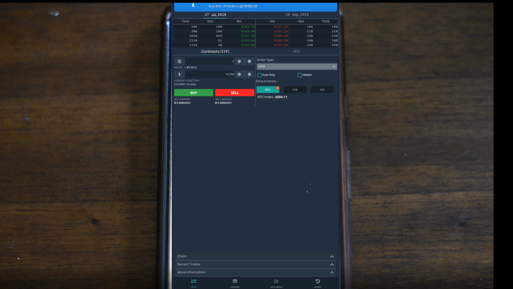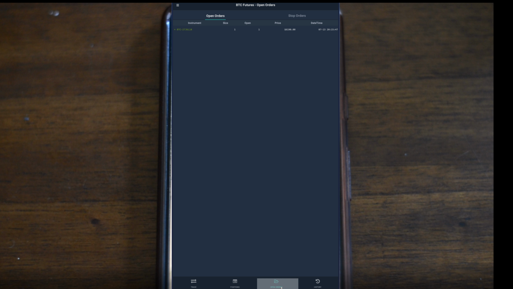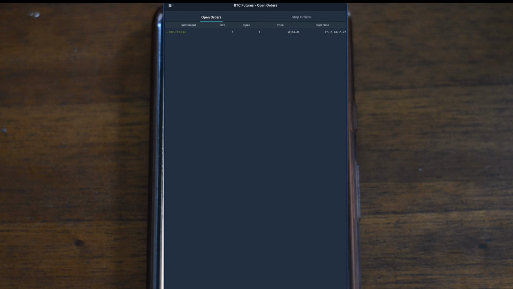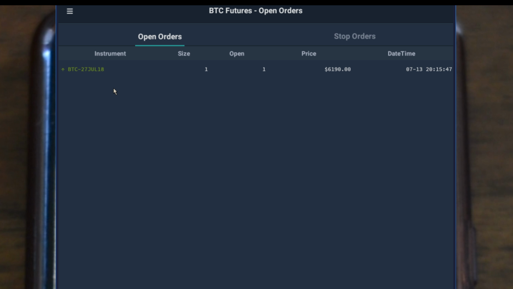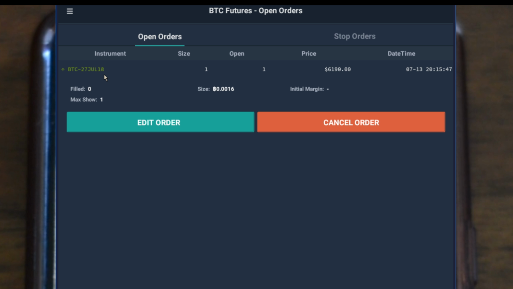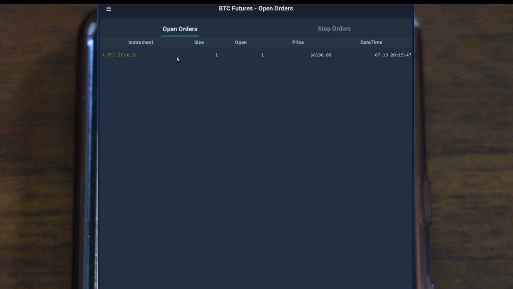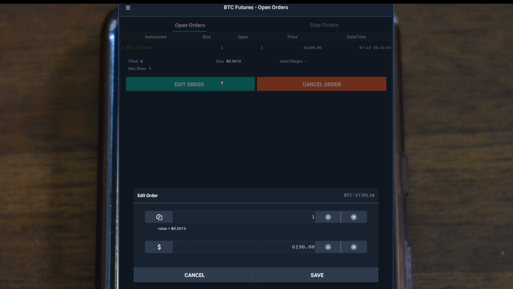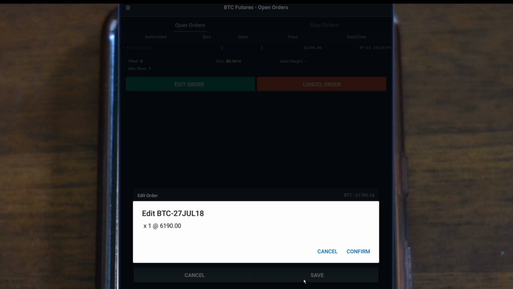Now while we wait for our limit order to fill, we can navigate to the Open Orders panel via the bottom of the screen. This is where you can view both your open orders and exchange executed stop limit orders. On the left it shows your instrument, which in this case would be the future's position expiry, the order size and price, and extra detail can be accessed by tapping the order row itself, allowing the user to view the margin requirement of the order, any partial fill, and either edit or cancel the order.